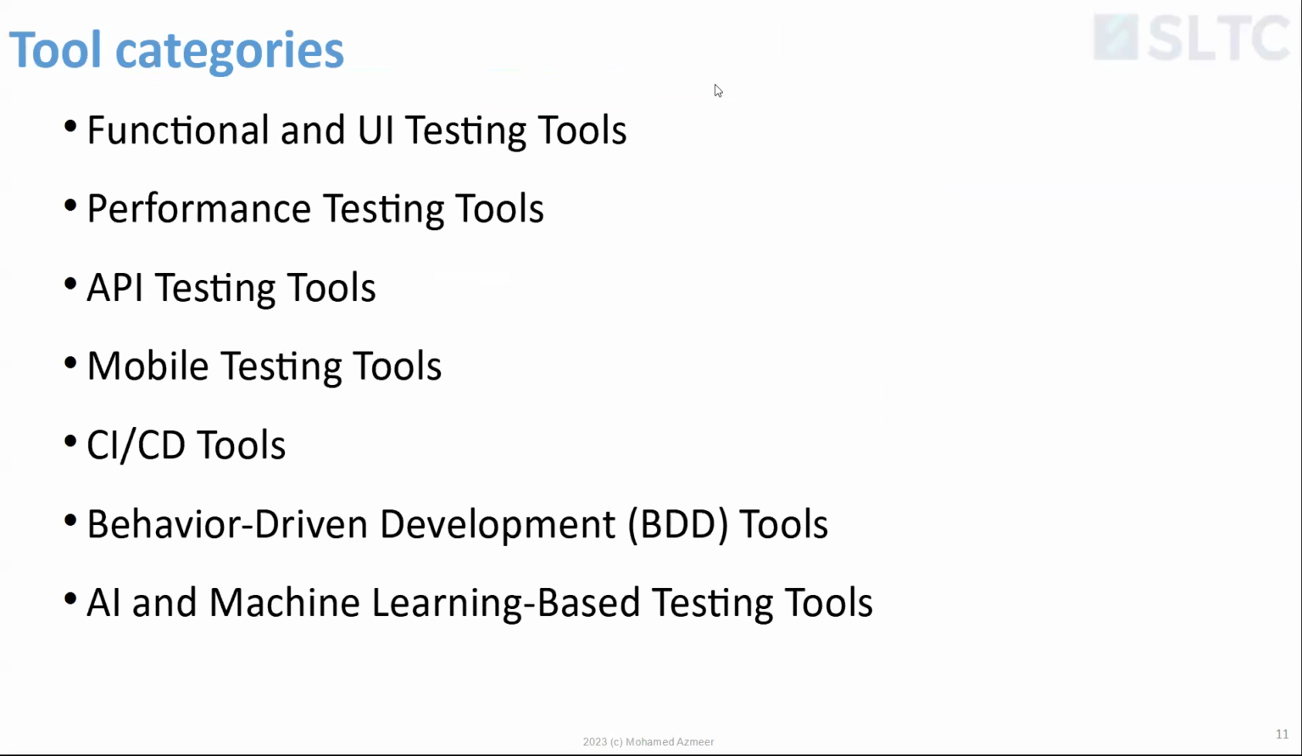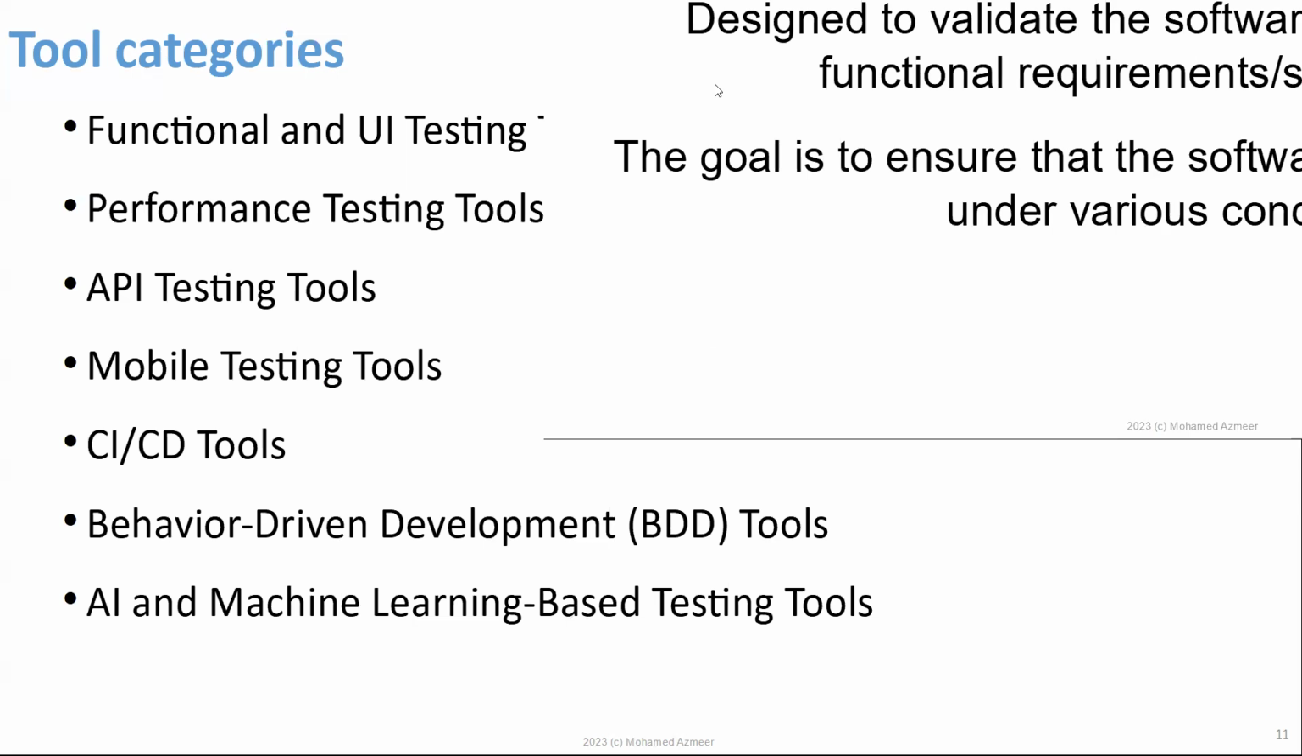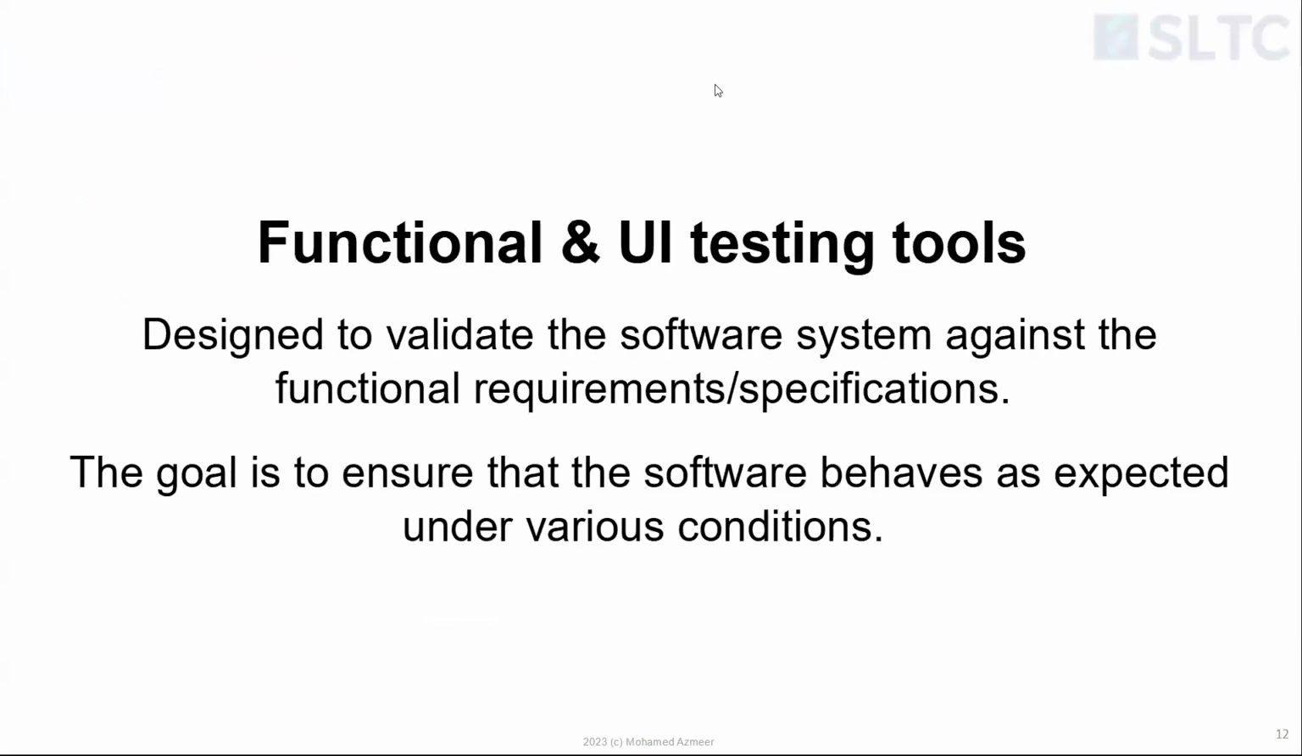Right. So remember, I told you there are so many tools out there when it comes to automated testing. And what I did was I broke it down into about 7 different categories. Of that, we are going to look at the first 4: functional, performance, API, and mobile testing. And I combine the last 3 together separately. So we will be looking at CI/CD separately, and also BDD and AI and ML-based testing separately. Okay, so I want to keep it simple today. Right, so let's start with the first one. Functional and UI testing tools. What are these?